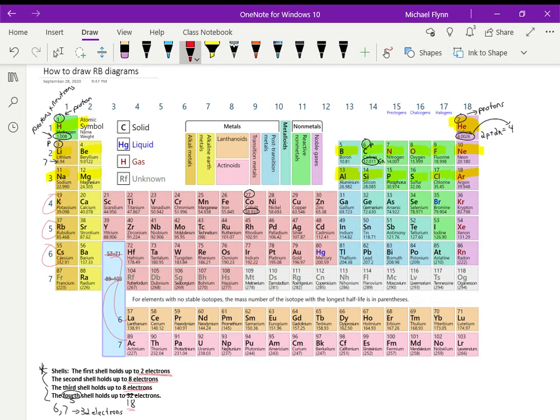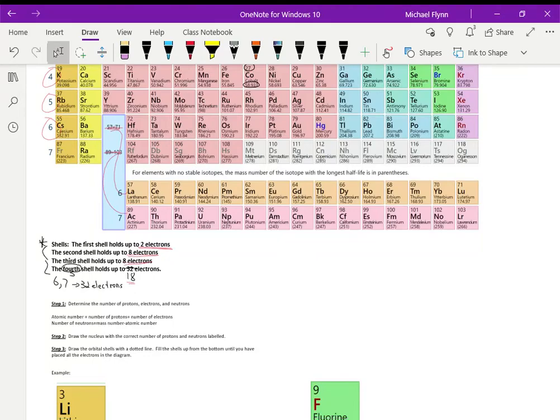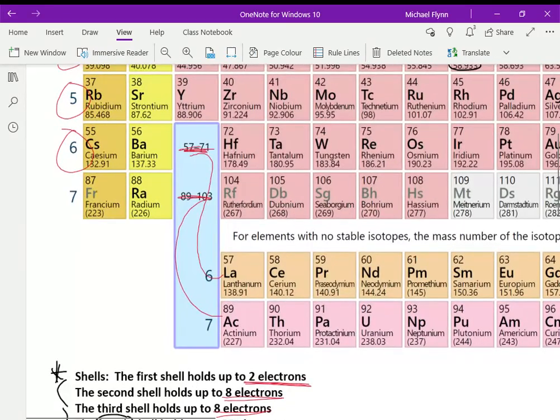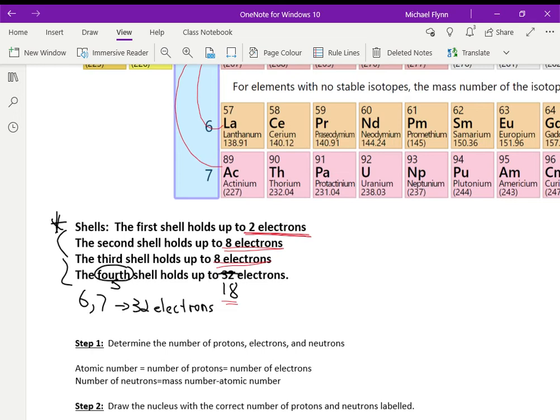It's because we're starting a new shell at element number 3. And then we start a new shell again at element number 11. All right, so let me zoom in here again. Now that you know these rules for shells, I'm going to circle these in red.